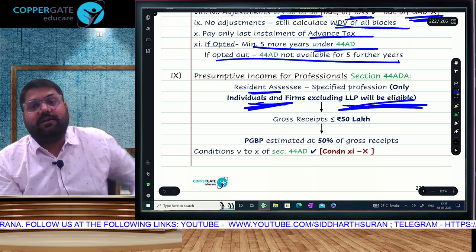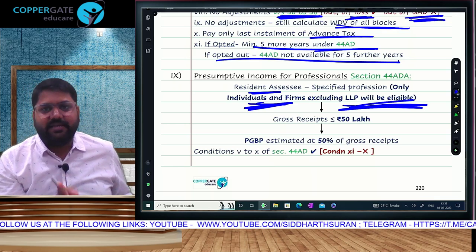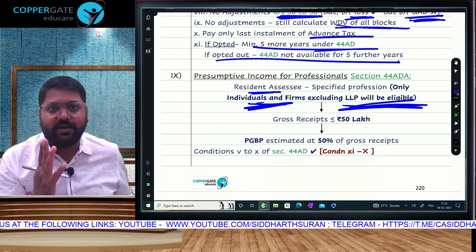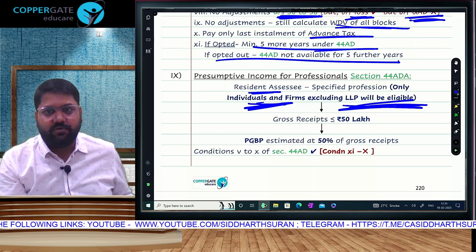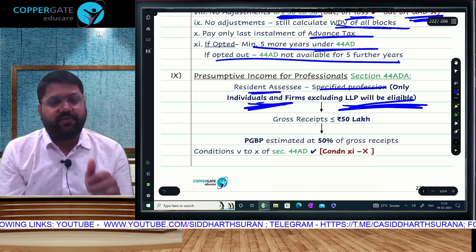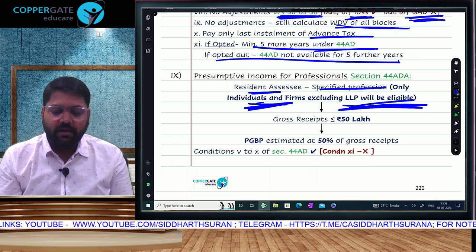Earlier all residents were allowed, but last year there was an amendment. Resident, individual, resident. Matlab, in fact, HUF is also not eligible. Resident, individual, resident, firm excluding LLP. That also only specified profession. CA, CS, lawyer, doctor, engineer, architect.